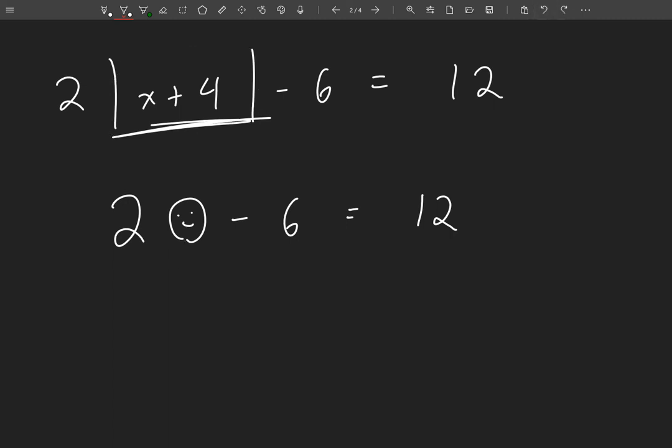So if this were the case, what would you do? Well, you'd add 6 to both sides, right? You'd eliminate that. Then you would divide both sides by 2, in that order. That's how you do two-step equations. Well, that's the way I want you to think about this.